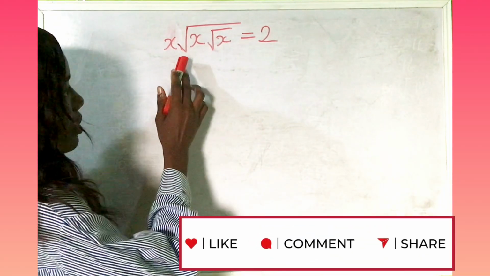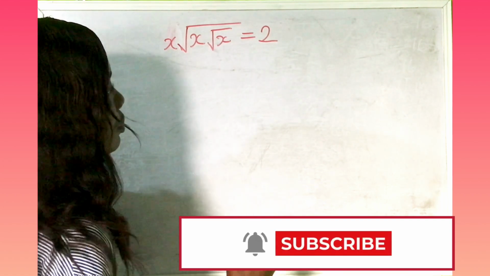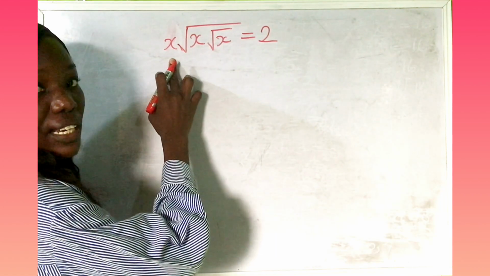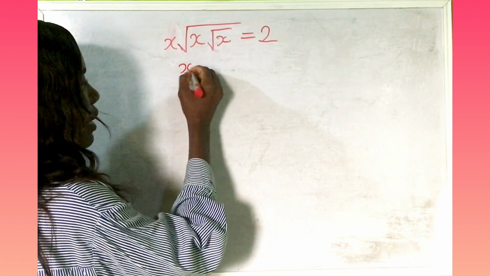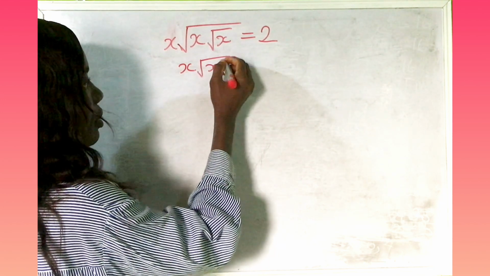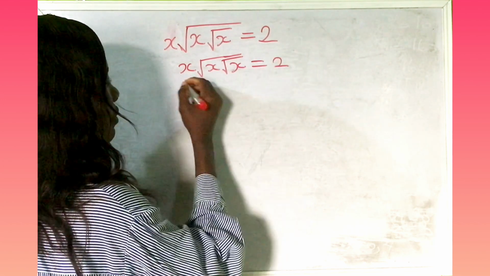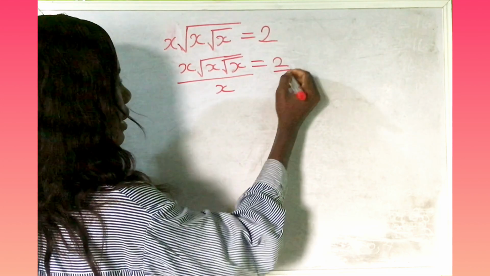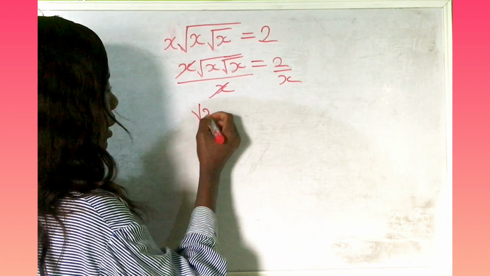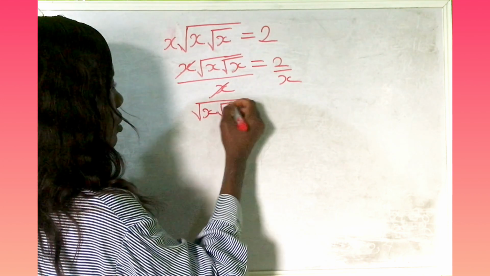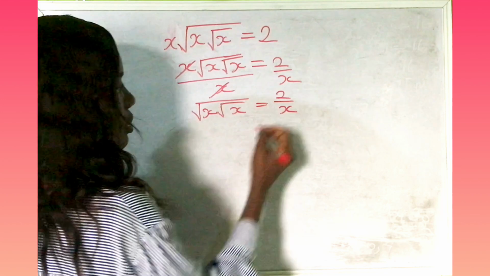Here we have x√x = 2. Now to solve this, we have to remove this x from the left hand side. When we do that, we divide both sides by x. So let's divide both sides by x. Divide here by x, divide here by x. Now this x cancels this x. We are left with √x = 2/x.